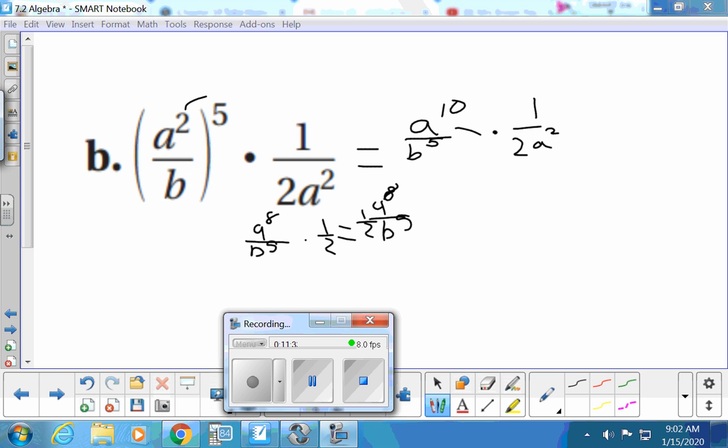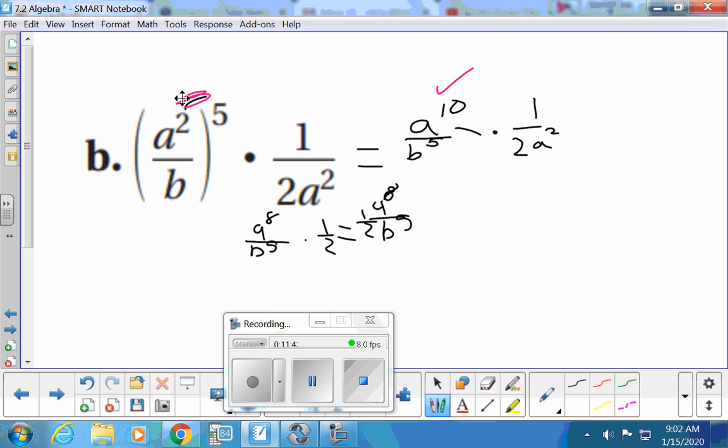The video is on pause, so you guys at home don't realize they just took an hour to do this. Let's talk. These 2 will multiply and become a 10, so I agree with that part. This will distribute to here, so I agree with that part. And then you could put everybody in one big fraction together: the a to the 10th on the top, and the b to the 5th with the 2a to the 2nd all on the bottom together.